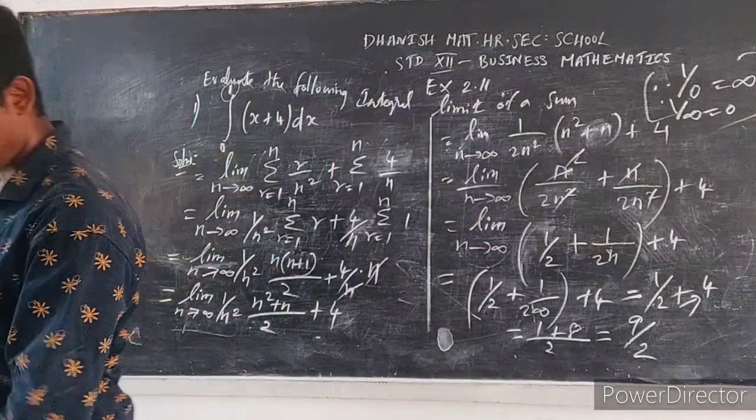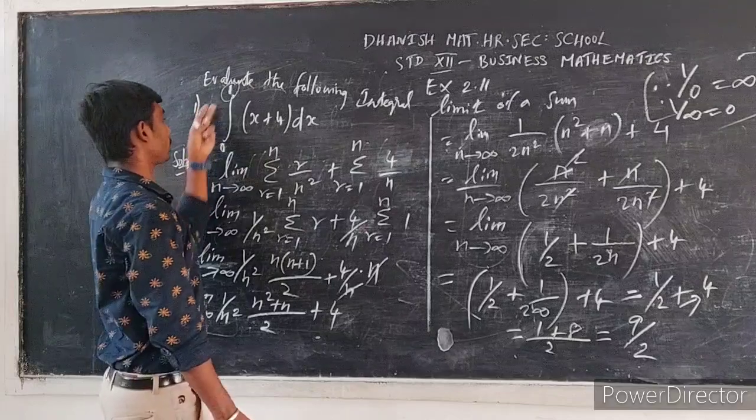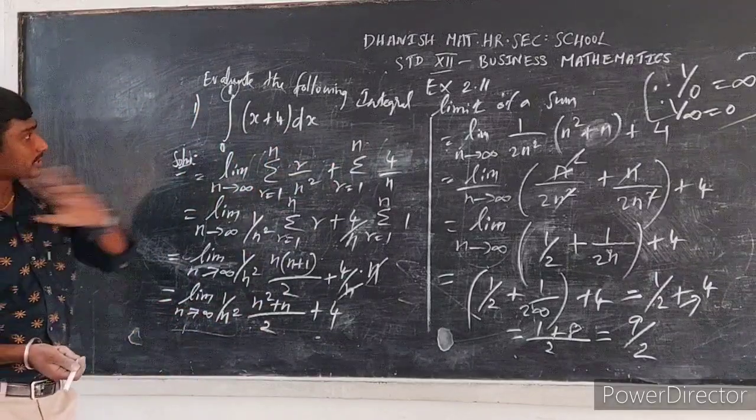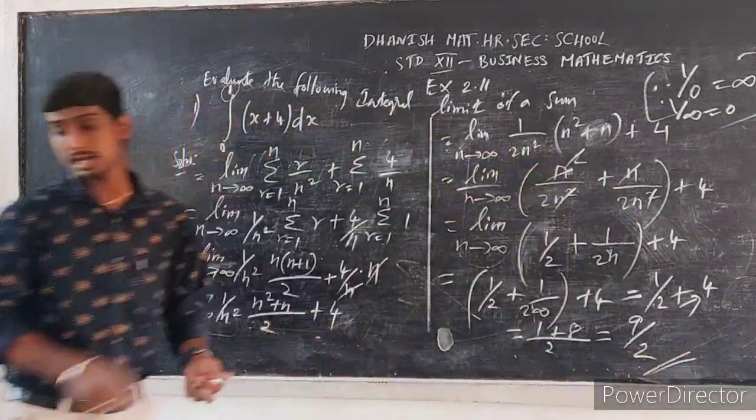So what is the value for the integration of 0 to 1, x plus 4 dx? The limit of the sum, evaluate the following integral, means 9 by 2 is the answer for this one. Let's see the second question.